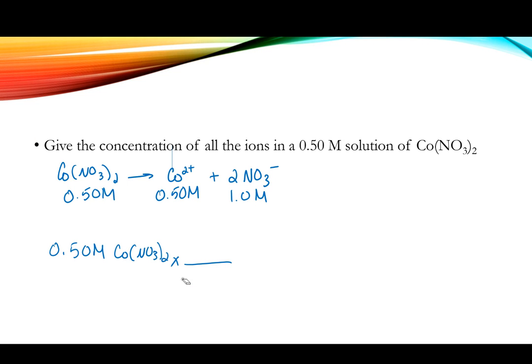1 cobalt(II) nitrate gives 1 cobalt and 2 nitrates. And so that's where I got the 1.0 molar from.